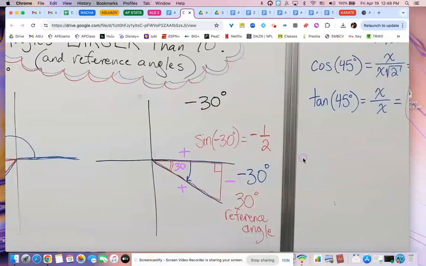We know sine of 30 is a half. So you can just say it's a half, but you just have to add in that extra little piece of, is it really supposed to be a positive half or a negative half?